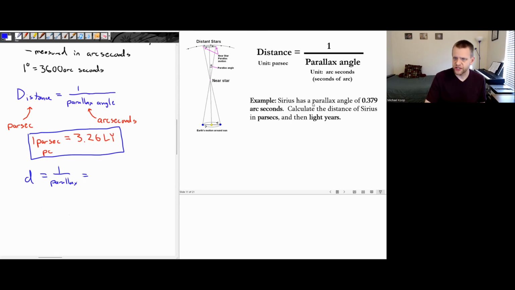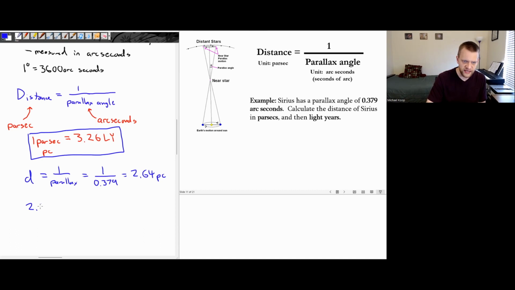Okay, so for this one, we're saying Sirius has a parallax angle of 0.379 arc seconds. So that's going to be plugged in for our parallax angle, so 0.379. If I plug in 1 over 0.379, that gives me 2.64 parsecs. So that's just the distance of this star in parsecs.